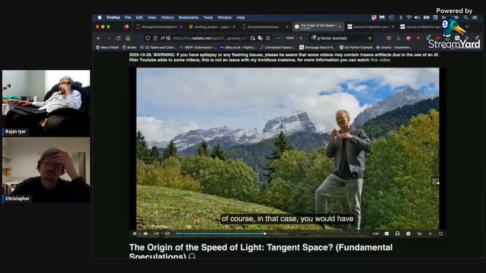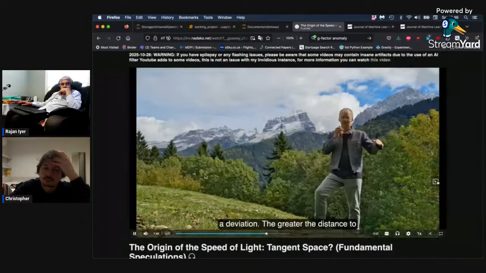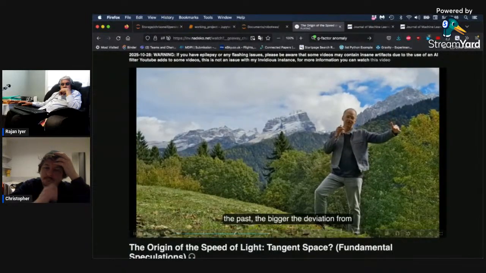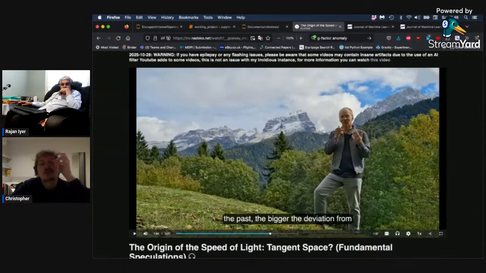And yes, of course, in that case, you would have deviation, the greater. Oh, yeah, so here he goes: distance to the past, the bigger the deviation. So he's bringing time into it. I don't know how he's doing that. I assume he's thinking that because he's got a four-dimensional sphere, one of the dimensions is time.